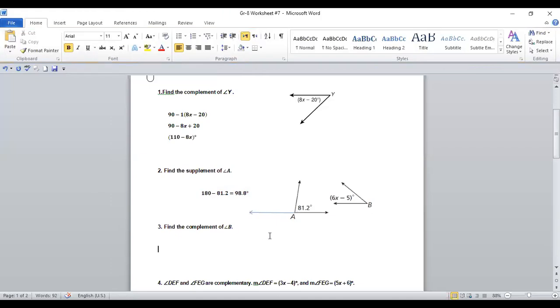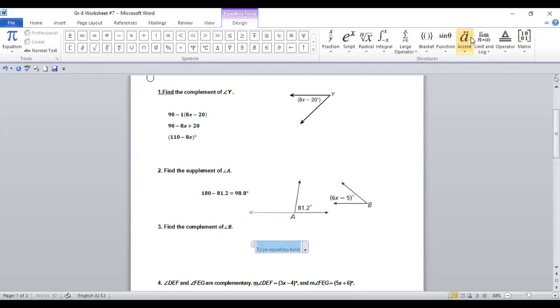Find the complement of angle B. Now they did not ask you to find the measure of all these angles, right? So they just said find the complement. So when they say find the complement, just like how we solved question number 1, it is going to be the same as question number 2. So as this is complement, again it's going to be 90. So we start with 90. Let me put it in equation form so that it will be easy to write the numbers. Okay, 90 minus, what is the value of the angle given? It is 6x minus 5.